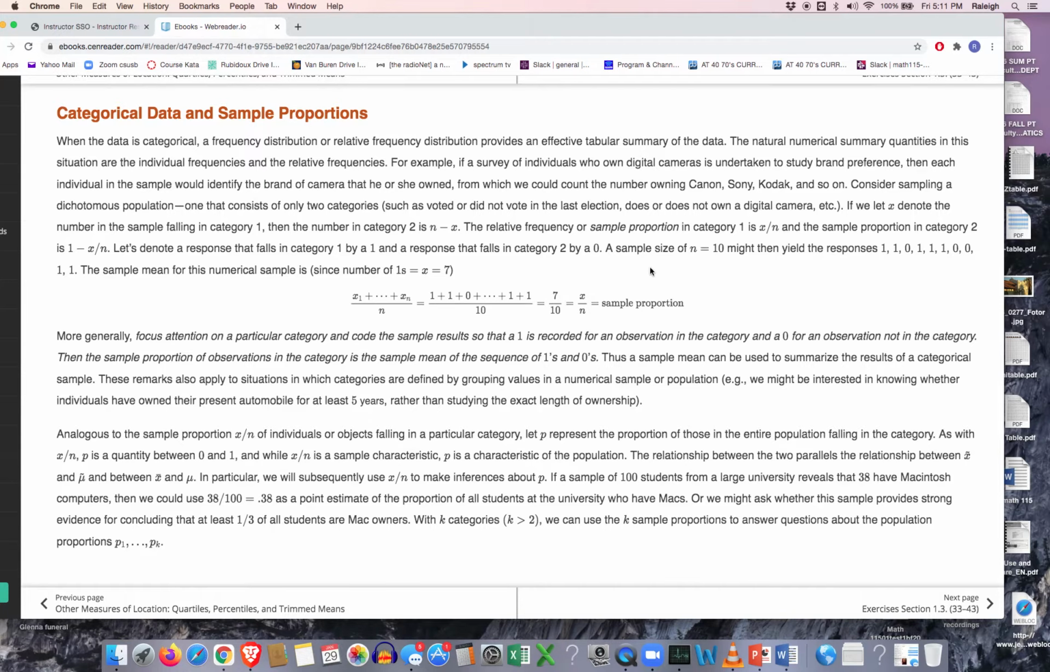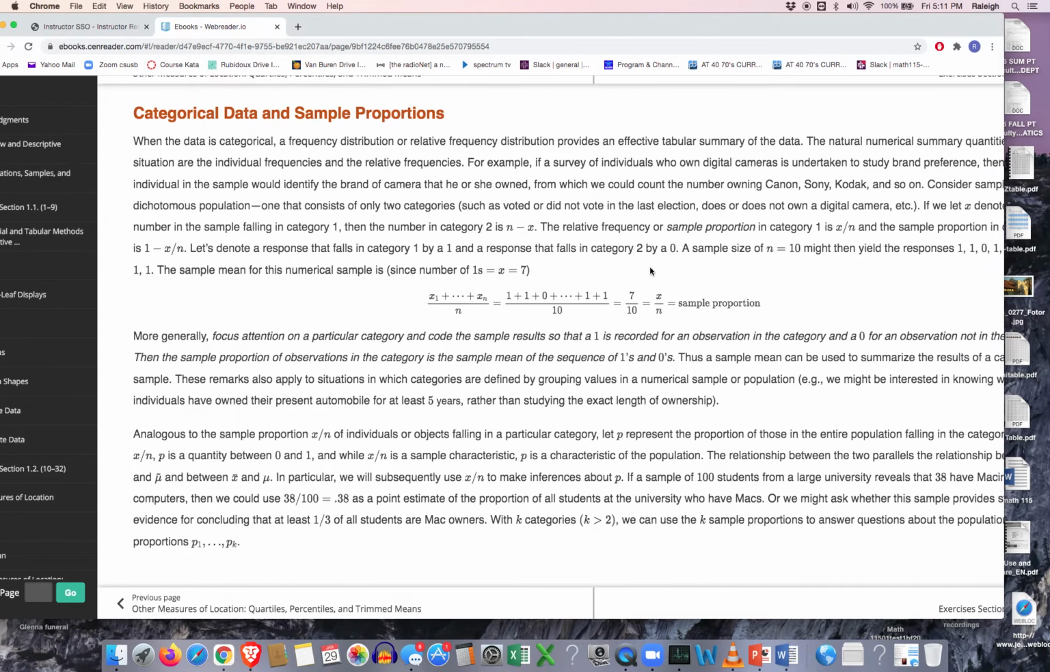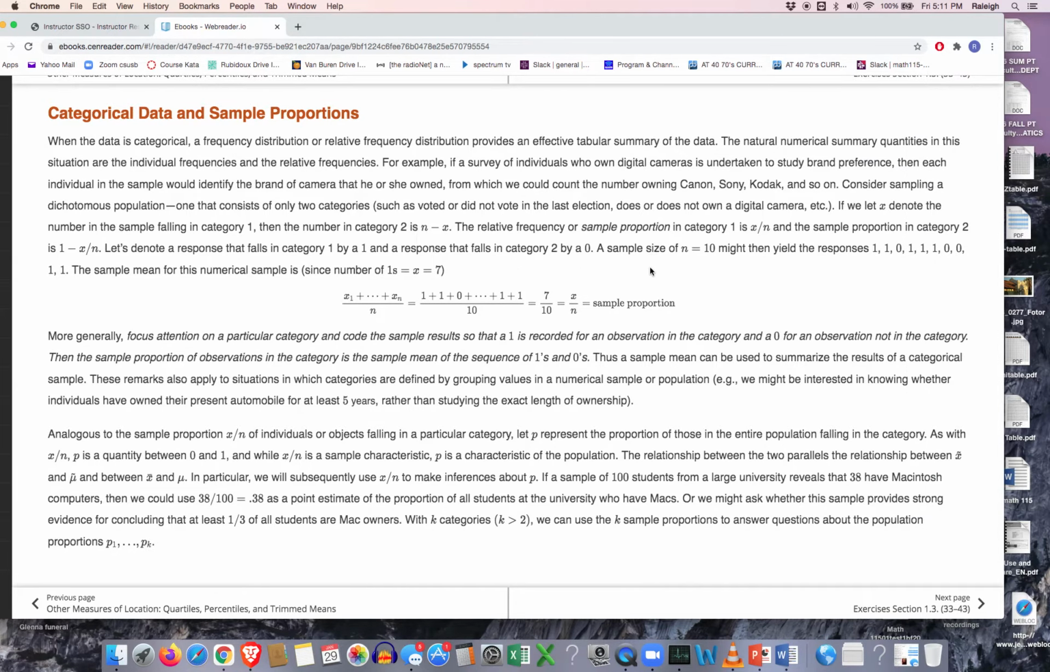Now, this is an interesting one. It's not difficult. Categorical data and sample proportions. When data is categorical, we do have a frequency distribution or a relative frequency distribution that provides an effective tabular summary of the data. So the idea is to have a category 1 and a category 2. And so we apparently arbitrarily are putting a 1 in category 1 and a 0 in category 2.